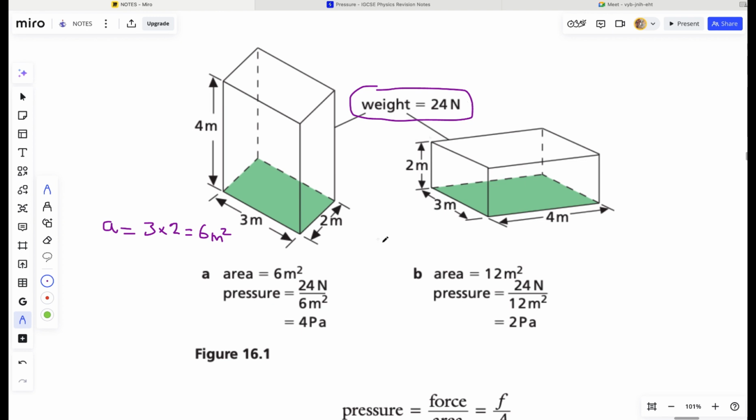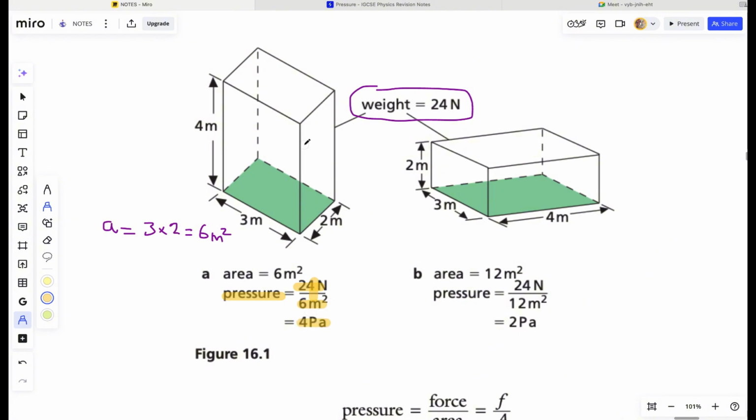So now, to calculate pressure, we're only going to say pressure equals force over area, right? We only say pressure is force over area. The force is the same as the weight, which is 24, divided by 6. We get 4 Pascal. Kilopascal means 1000 Pascal. 1000 Pascal is equal to 1 kilopascal, but this is just 4 Pascal. Is that okay? Now you can see the pressure of this one.